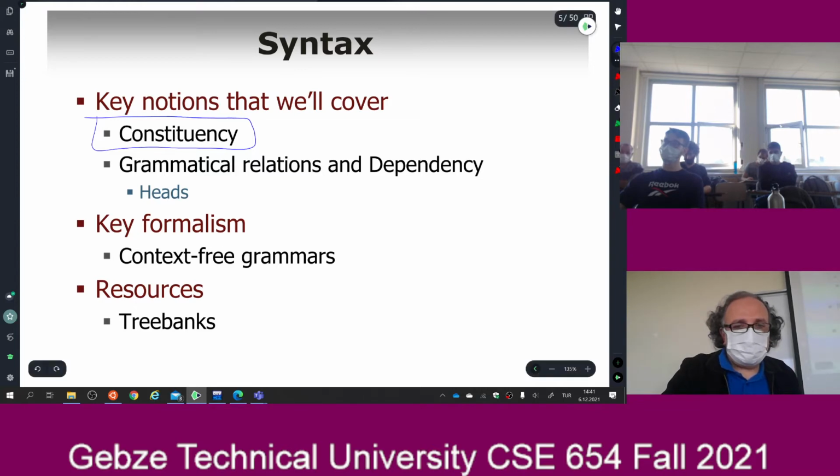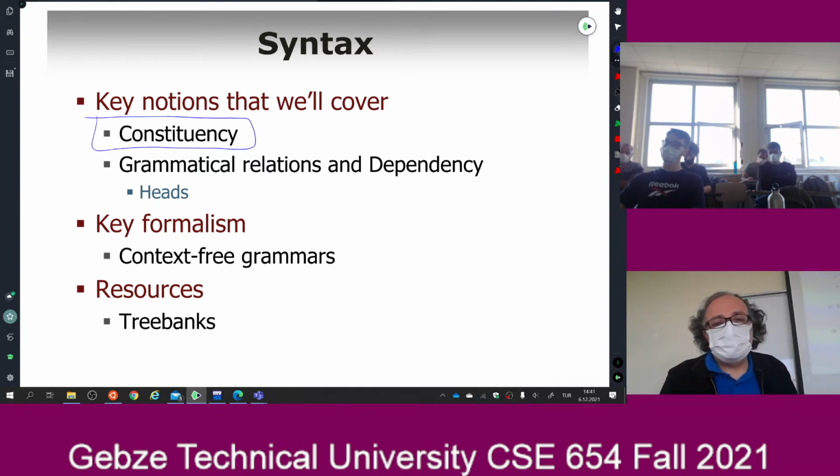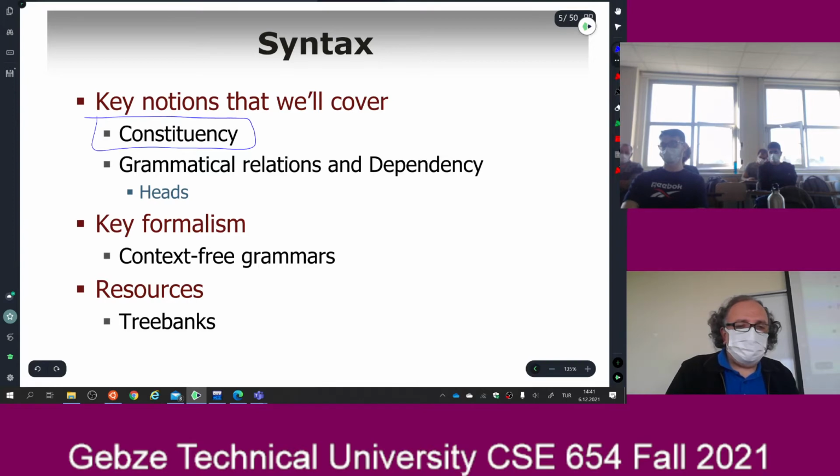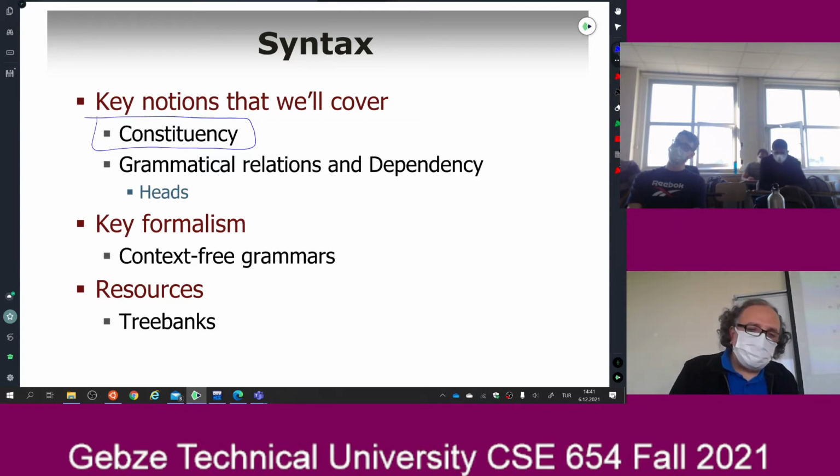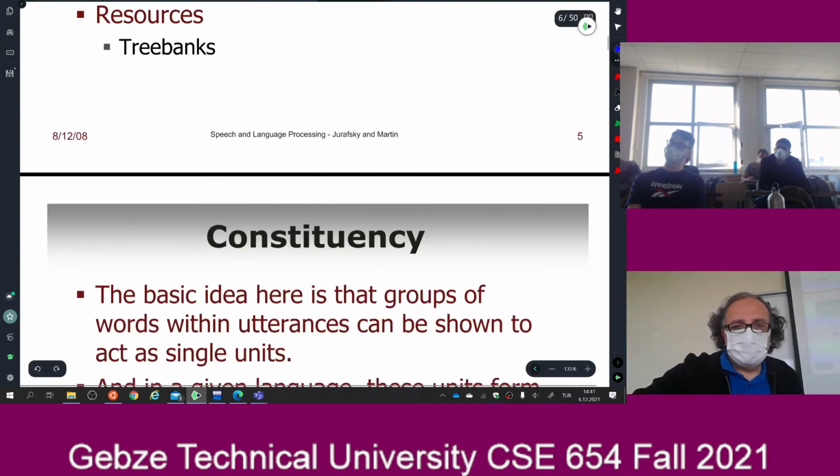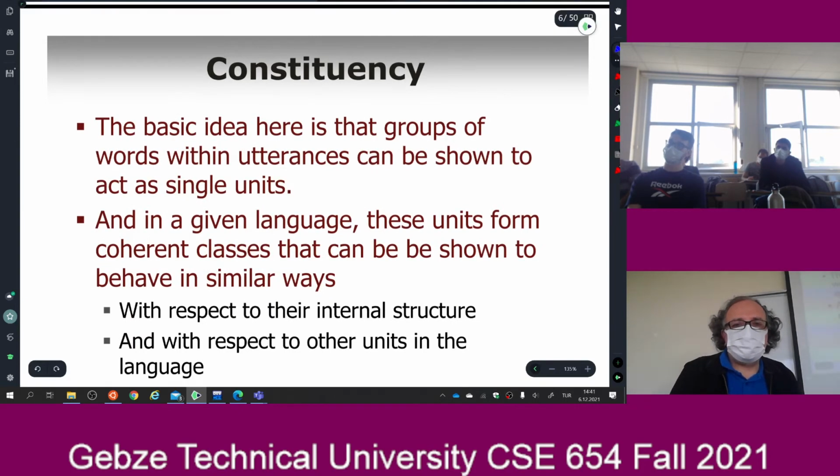And context-free grammars, and as always, if you are doing statistical, machine learning based natural language processing, we need to look at the resources, our data sets. We had the data set for the n-grams, we had the data set for the part of speech taggers, and we have the data sets for the tree banks, especially for English. Okay, so let's look at this thing of constituency.